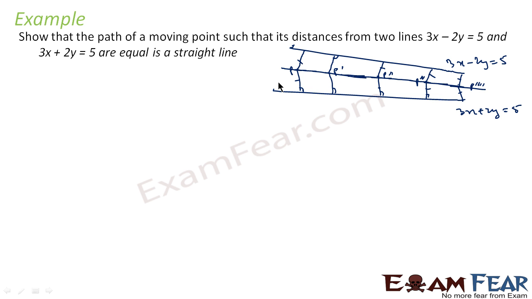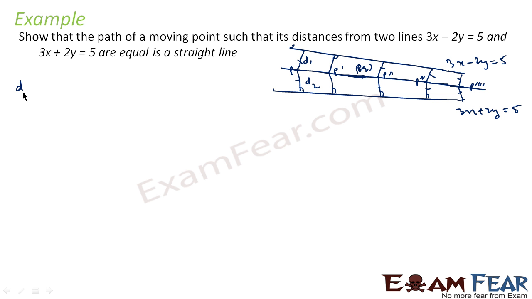That's the question. So what we can do is, at any given point of time, let's take a general point (p, q), where p is the x and q is the y. At any given point of time, let's find the distance of this point from these two lines. Let's suppose this is D1 and this is D2.